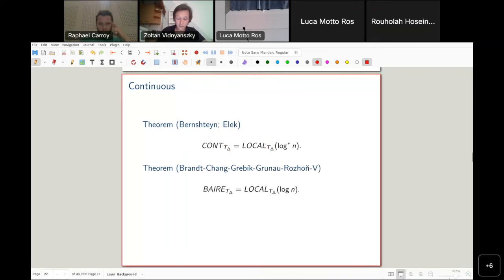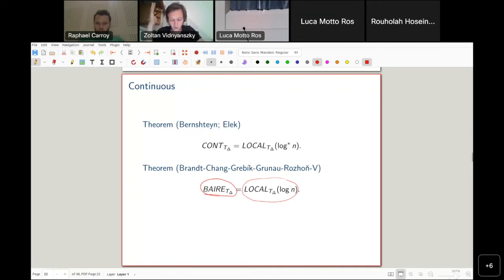And there is this other theorem, which is, I think, very surprising, which says that the Baire measurably solvable problems coincide, at least on trees, and here trees are very important, with the log n time solvable problems. If you look at the two definitions of these classes, they are completely different. I think it's pretty hard to guess at first sight that this equality is going to be true, but it is true.